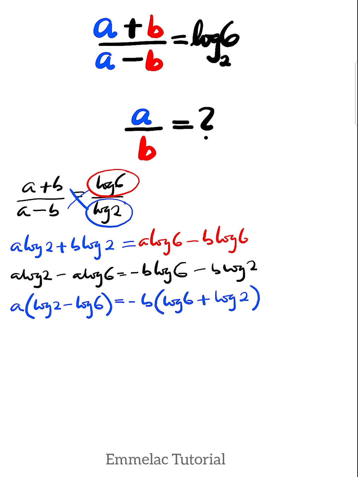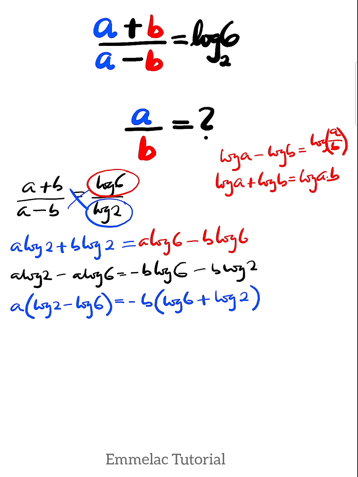Let us also record that according to the law of logarithm, when you have log a minus log b, this gives us log a over b, and when you have log a plus log b, this gives us log a times b. If you take a look at the left hand side of the equation, this is the subtraction, so we apply that to this.